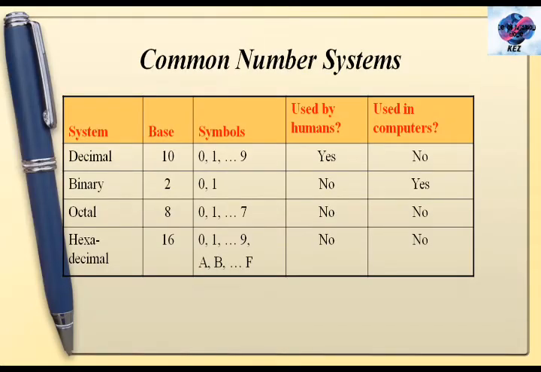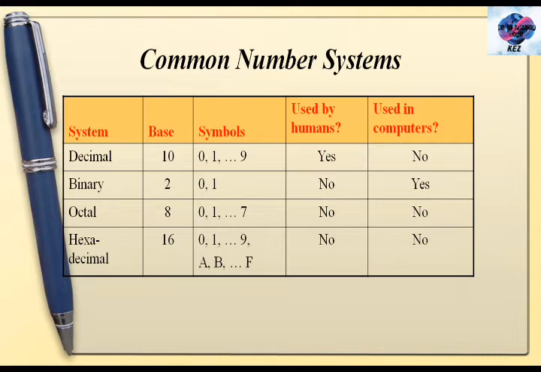Today's topic: number system. The very common number systems are decimal, binary, octal and hexadecimal. The decimal number system is 0 to 9. We all know this number system. So the total numbers, 0 to 9, is 10. How many numbers are in a number system is called the base or radix. So the base or radix of the decimal number system is 10. The symbols are 0 to 9. It is used by humans and also used in computers.